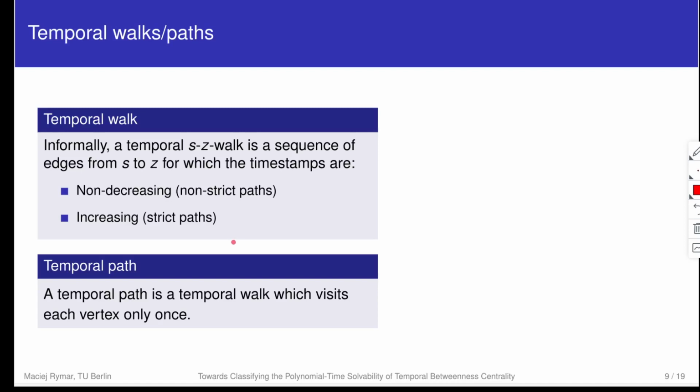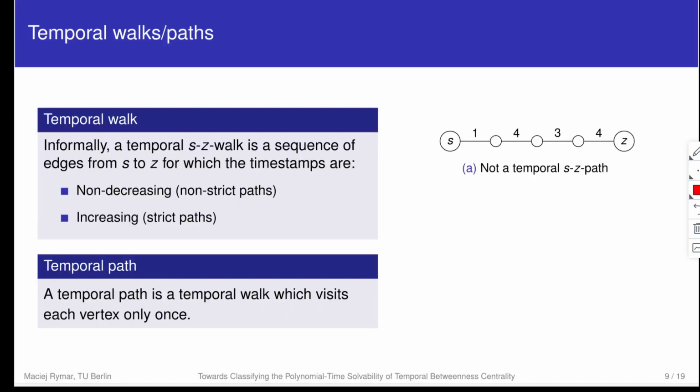And then we can also differentiate between non-strict paths or walks and strict paths or walks. The former mean that we don't go backwards in time, and the latter mean that we also have to go forwards all the time. And as we'll see later, they provide for interesting differences, this non-strict versus strict difference.